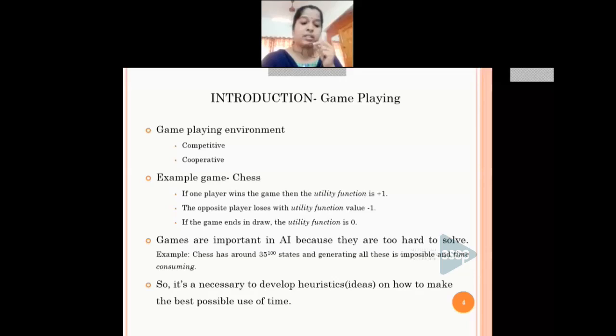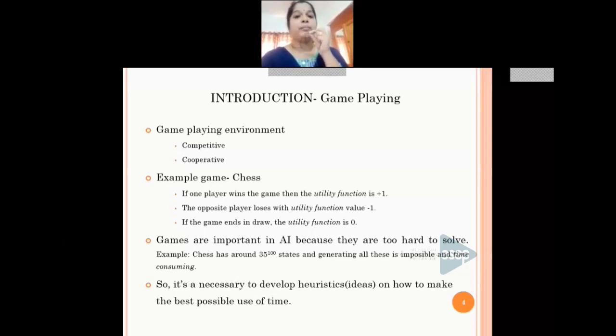And consider some outdoor games like cricket. There, n number of players together form a team, and team A and team B are playing the game. The members of team A cooperatively work for the success of their team. And this type of environment is named a cooperative environment. Whether the environment is competitive or cooperative, at the end of the game, team A or player A either wins the game while the other team or player loses the game, or else the game will end in a draw.